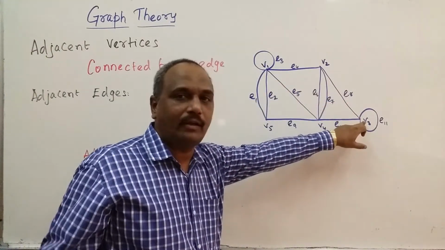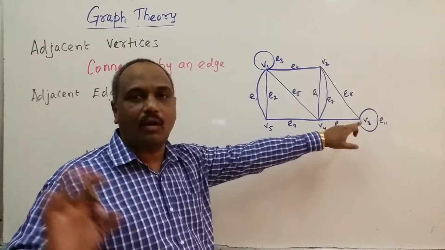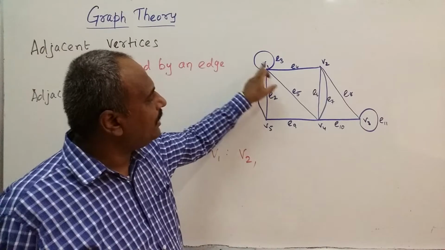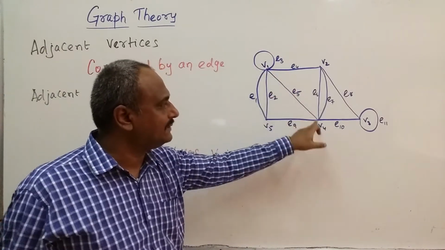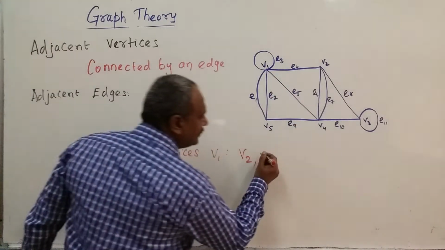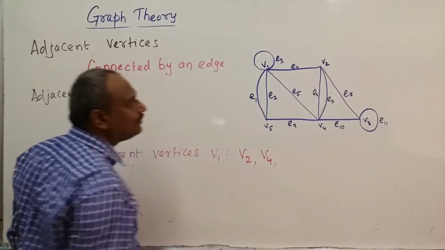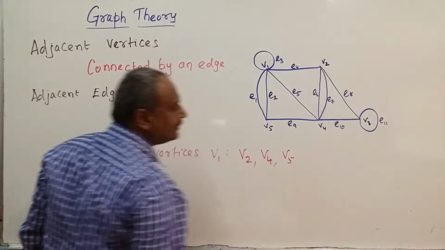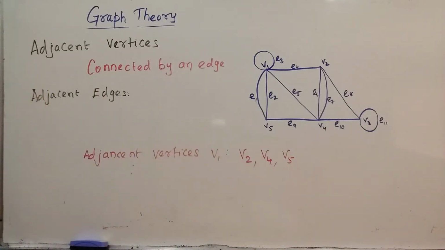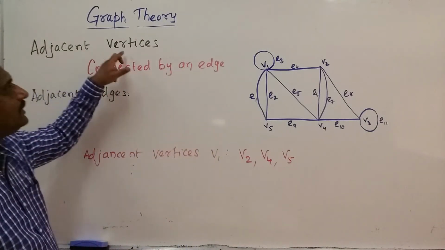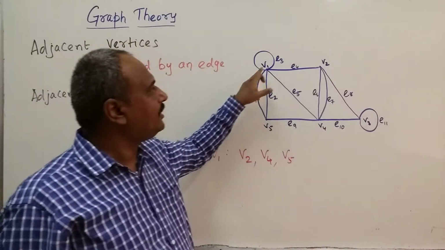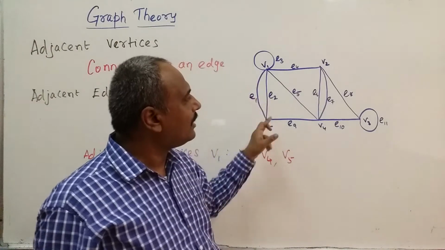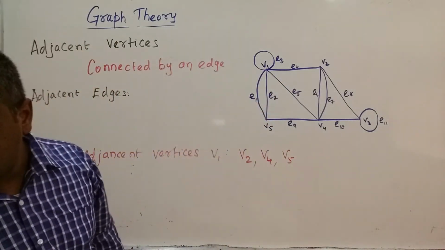V1 is not connected to V3. That means V1, V3 are not adjacent vertices. When we take V1, V4, yes, it is connected by an edge. So V1, V4. V1, V5, yes, they are the adjacent vertices. So adjacent vertices are the vertices that are connected by an edge.